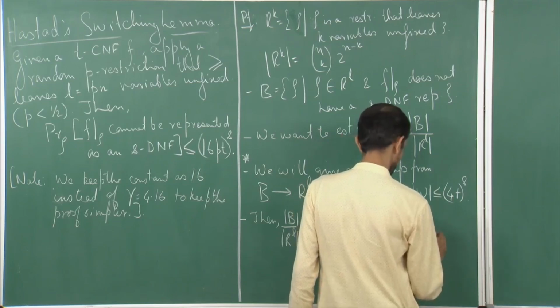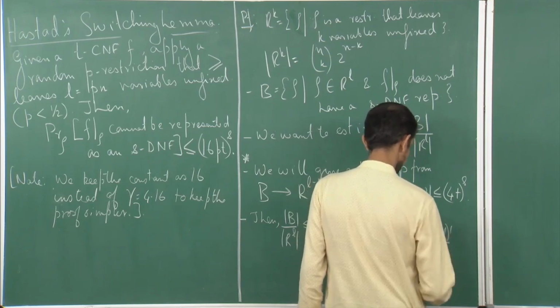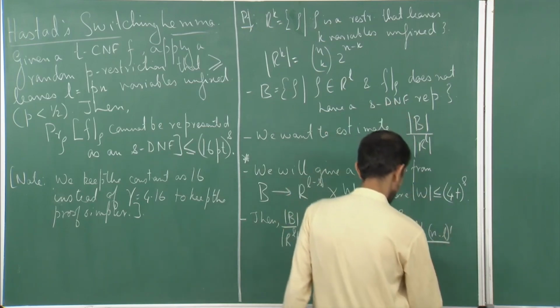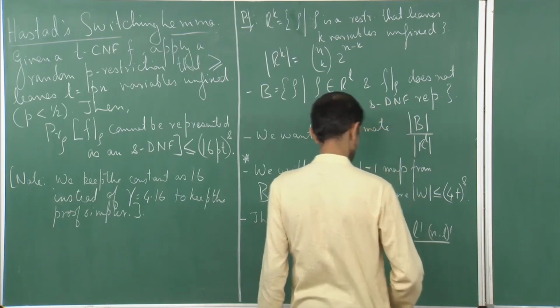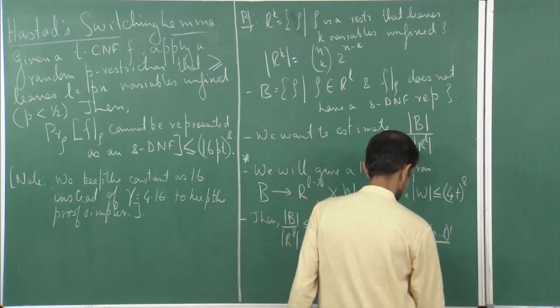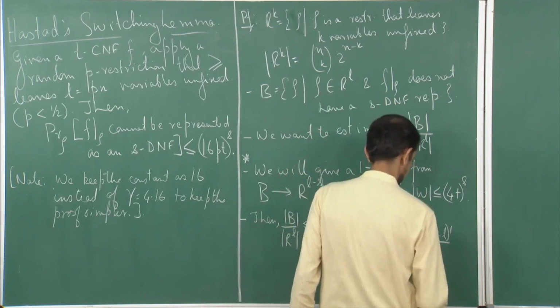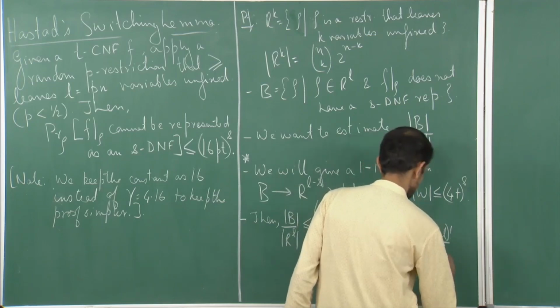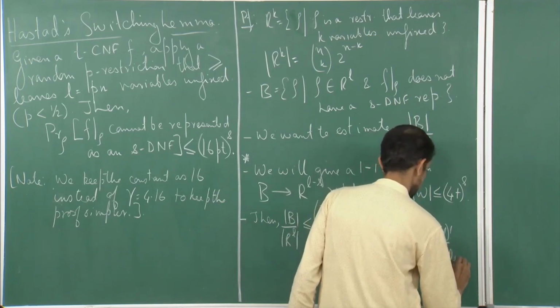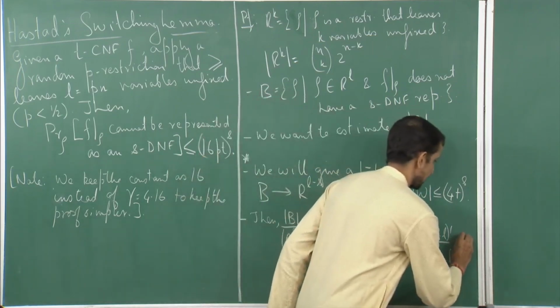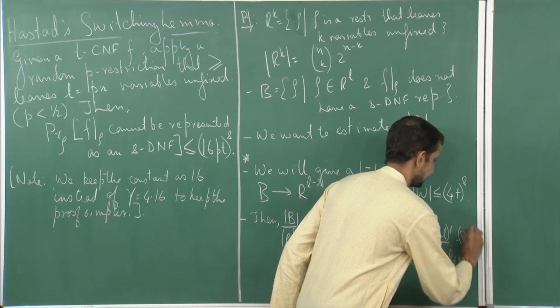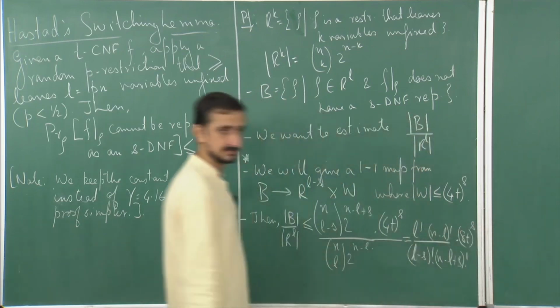factorial into N minus L factorial divided by L minus S factorial times N minus L plus S factorial times 8t to the power S.